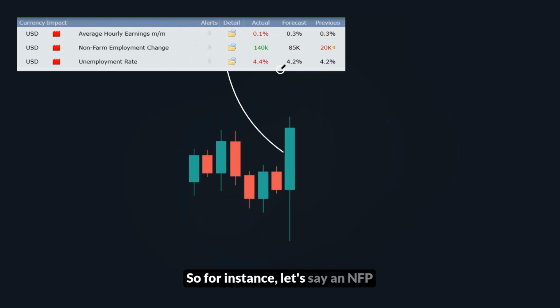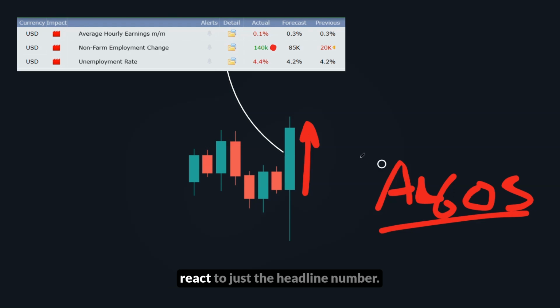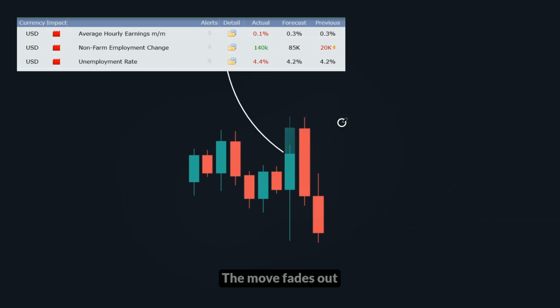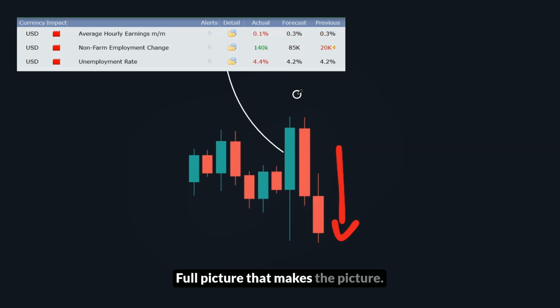So for instance, let's say an NFP is much stronger than expected. Forecast at 85K, it prints 140K. Now in this case, the dollar obviously jumps immediately because what? Because algos react to just the headline number, they programmatically react to the upside surprise, and so they quickly buy the dollar. But they do it in microseconds, in milliseconds, not something that you can actually do manually, okay? So what happens if you start to chase this, you're gonna get caught in the underlying details because we see the wages here are softer and the unemployment rate is actually higher. So what happens? The move fades out. Full picture that makes the picture, okay?